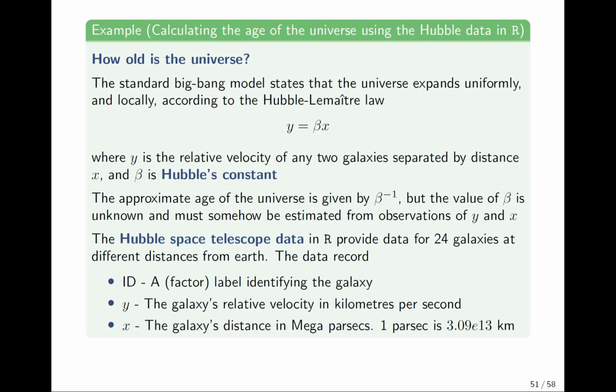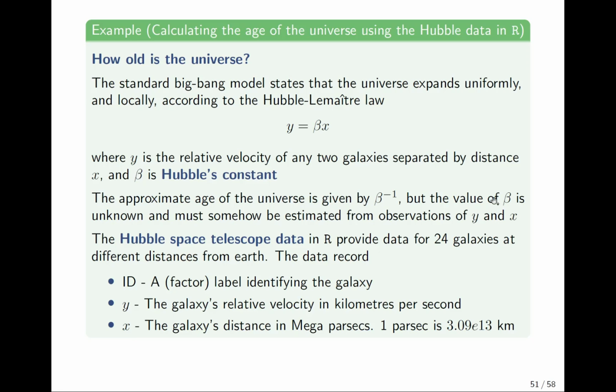Now, I'm a statistician, I'm not a physicist, so this is not my area of expertise, but the way I'm interpreting this is velocity is equal to distance or displacement over time. So beta, or the inverse of beta, should give us time. That is, it should give us the age of the universe. And that is indeed what the physicists tell us. The approximate age of the universe is given by beta to the power of -1.